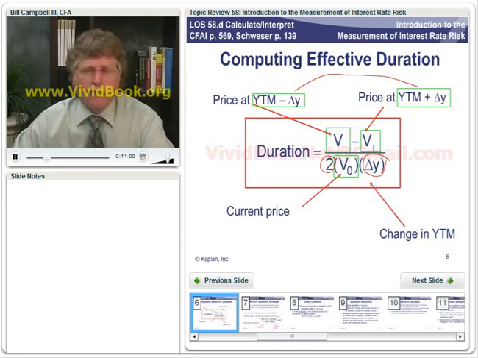You have to be able to do this calculation. You will see this calculation on your exam. No question about it. You're going to do duration calculations on your exam. Make sure you can do this one and you can do it quickly.